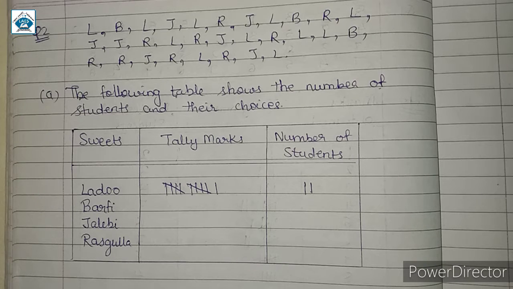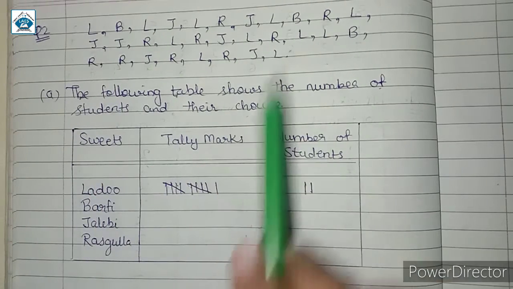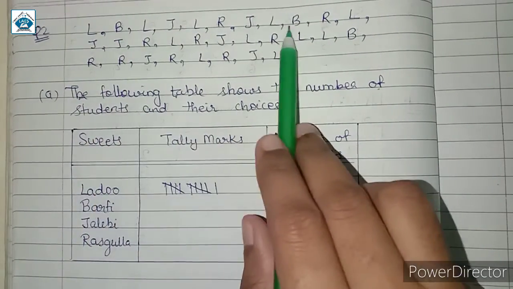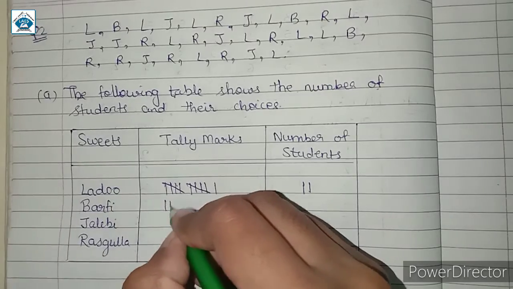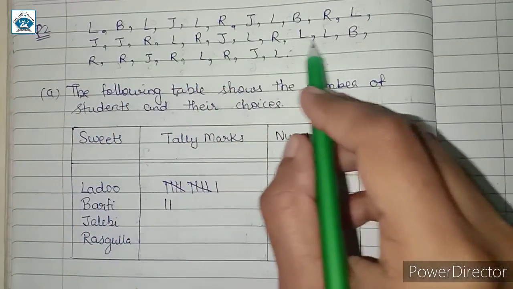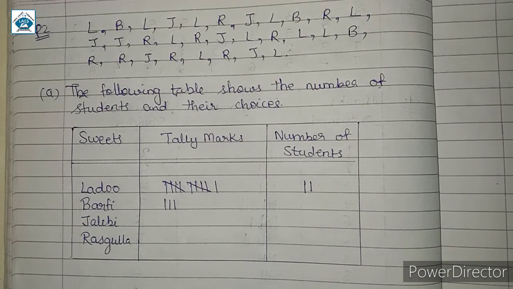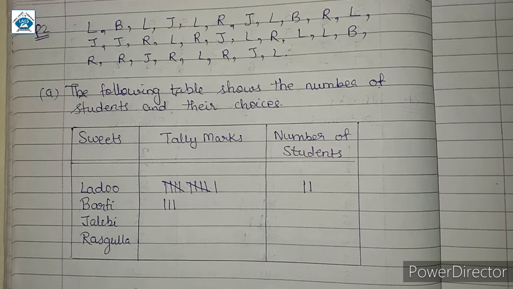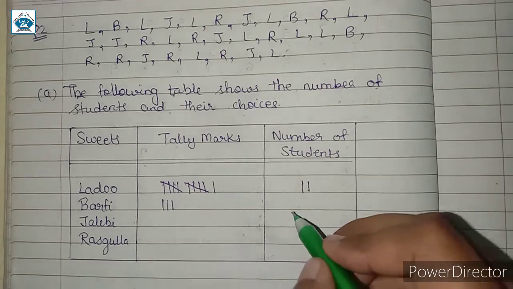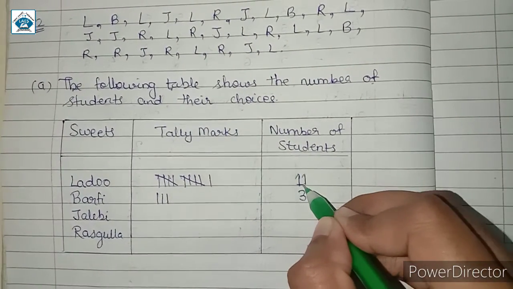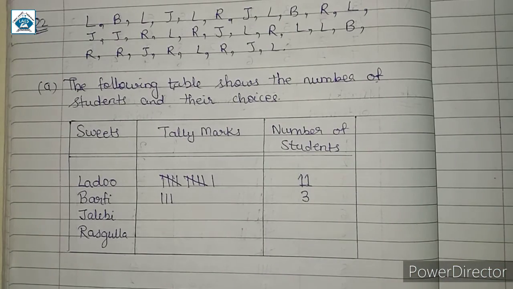Next, for barfi, we need to count the number of B's in the given data. So here we have 1, 2 in the first row. In the second row we have the third one, and that's it. So from this data, the number of students who prefer barfi is 3. Now this is 11, and this is 3.